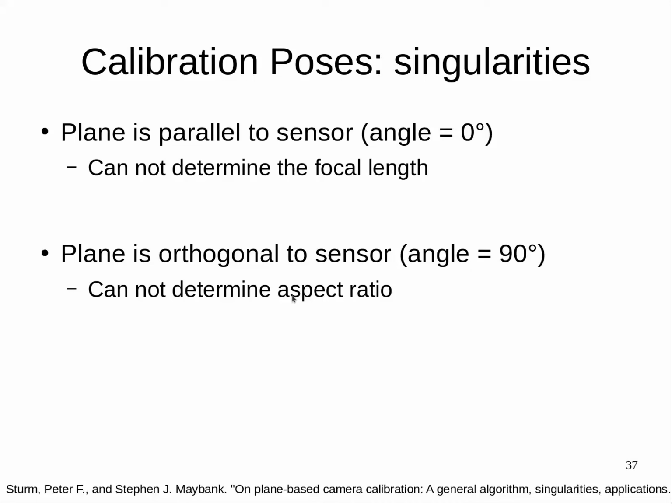But this issue also occurs if you come close to 90 degrees, like if you are above 80 degrees or about 70 degrees, then you cannot determine the aspect ratio properly anymore. The same is true here. If it's not exactly 0 degrees, but close to 0, then you also cannot determine the focal length.